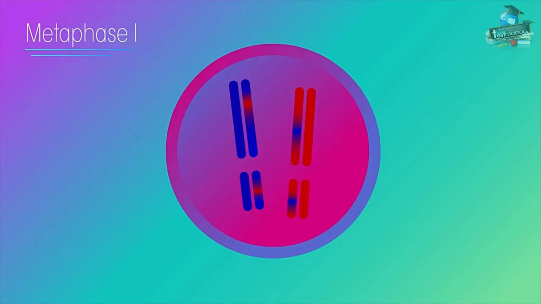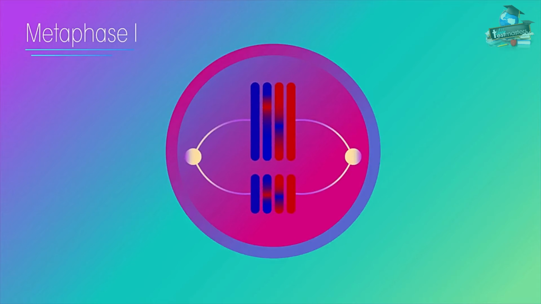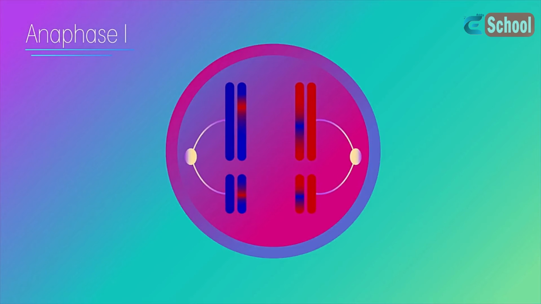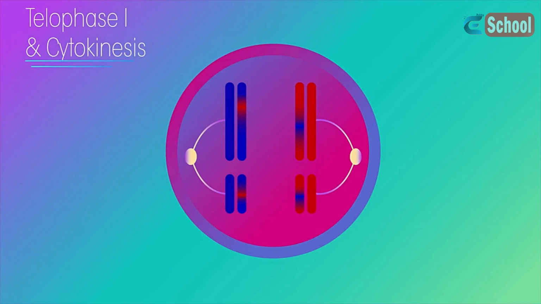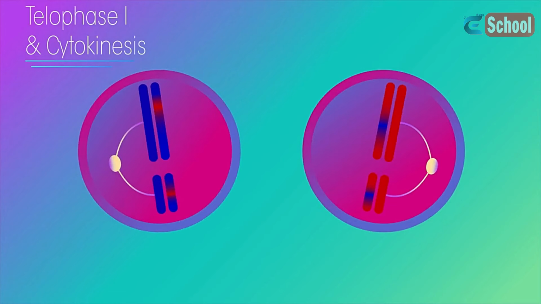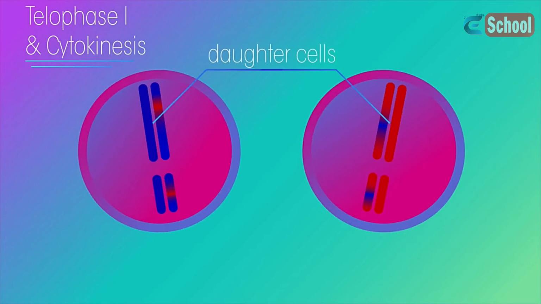As the chromosomes align themselves in the middle of the cell, and in Anaphase 1, the spindle fibers pull the chromosomes apart to opposite ends. Then during Telophase 1 and cytokinesis, the cell pinches apart in the middle, and the nuclear membrane reforms around the 2 new daughter cells. That's the end of meiosis 1.